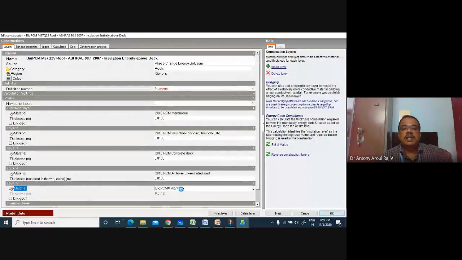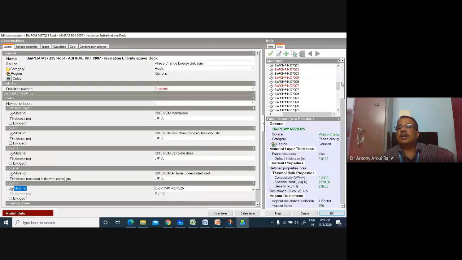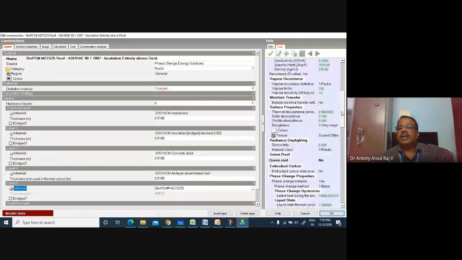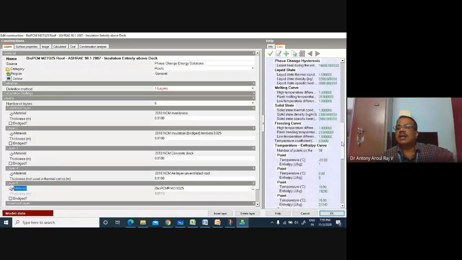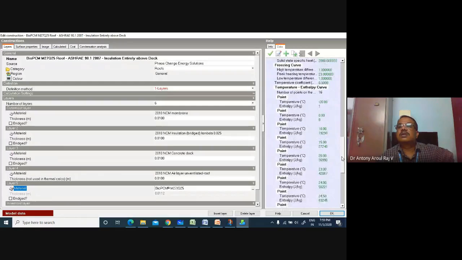Yeah, bio PCM is here. Now it's working. When you come here, you can see it is possible to give the value. For each temperature of our operation, I have to give the enthalpy value. Here you can see some 16 points, and for these 16 points they have given the enthalpy value. For minus 20, it is 1. For 0 degrees, enthalpy is 8. For 10 degrees, the enthalpy is 16290.